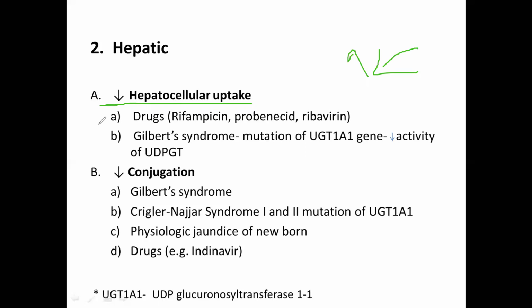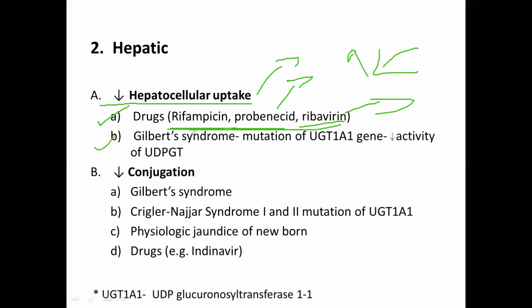So this will happen if a patient is taking drugs like rifampicin. Rifampicin, as you know, is an antibiotic, or you can say a part of anti-tubercular treatment. Then probenecid, which is a drug used for the treatment of hyperuricemia, and ribavirin, which is an antiviral drug used for the treatment of hepatitis C virus. These are drugs which are usually considered hepatotoxic, or which have some effect on hepatocytes, and because of this, these hepatocytes are unable to take up this unconjugated bilirubin.